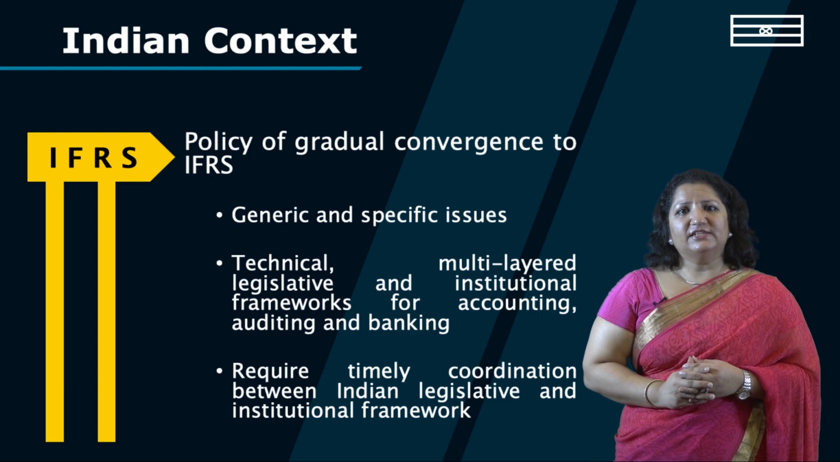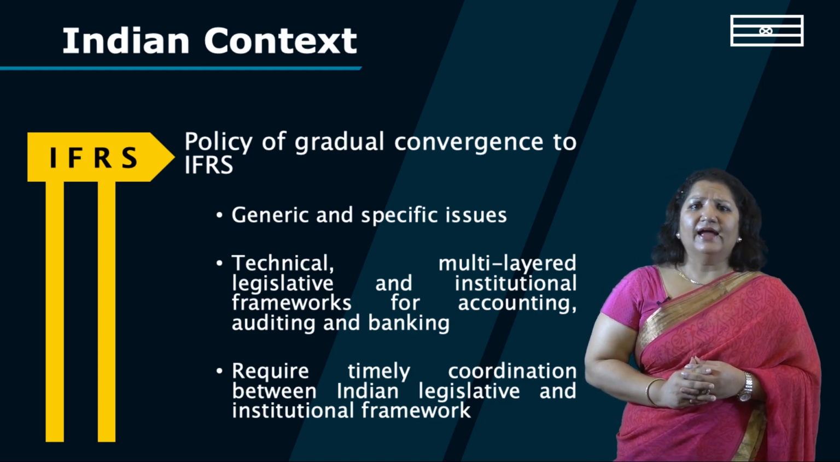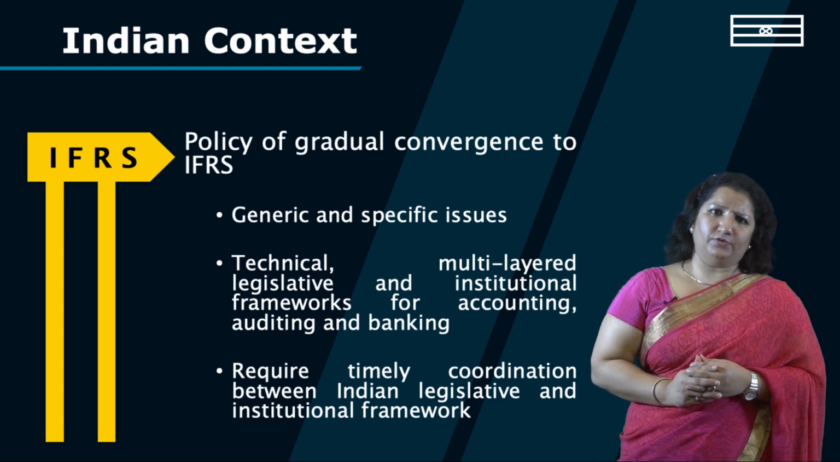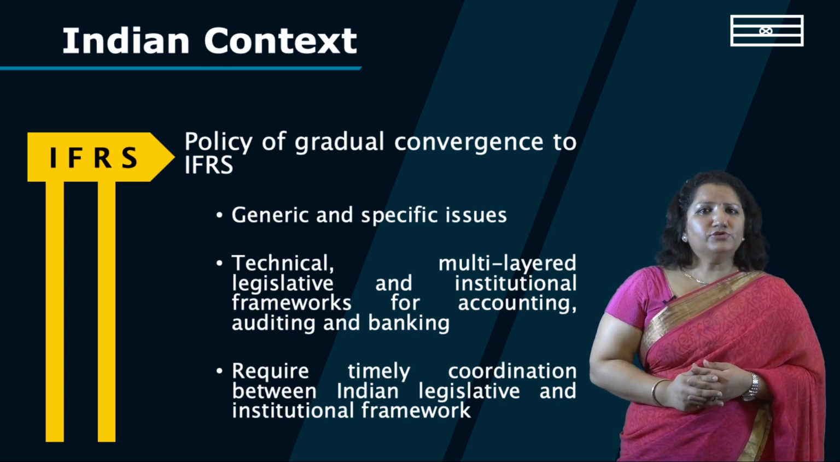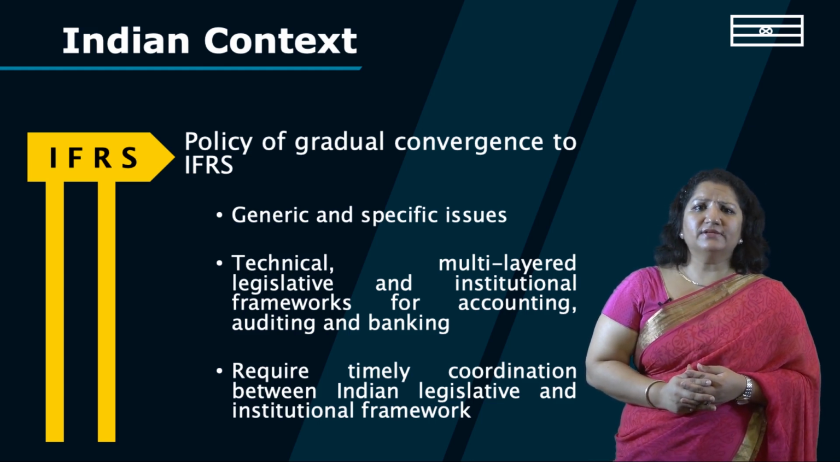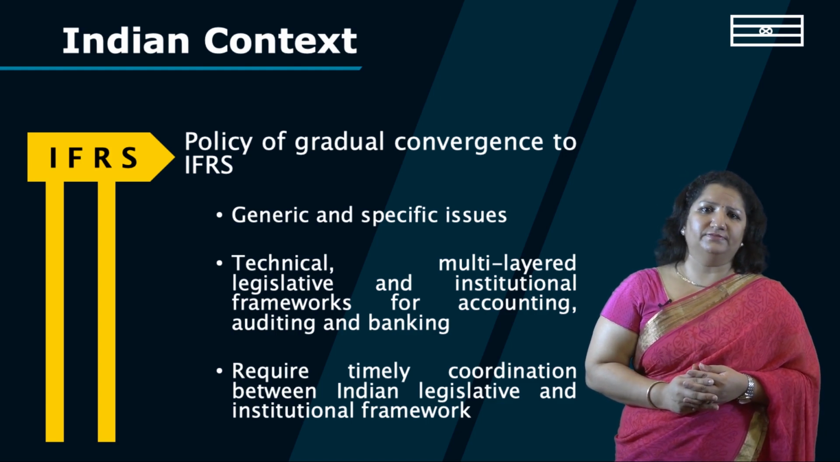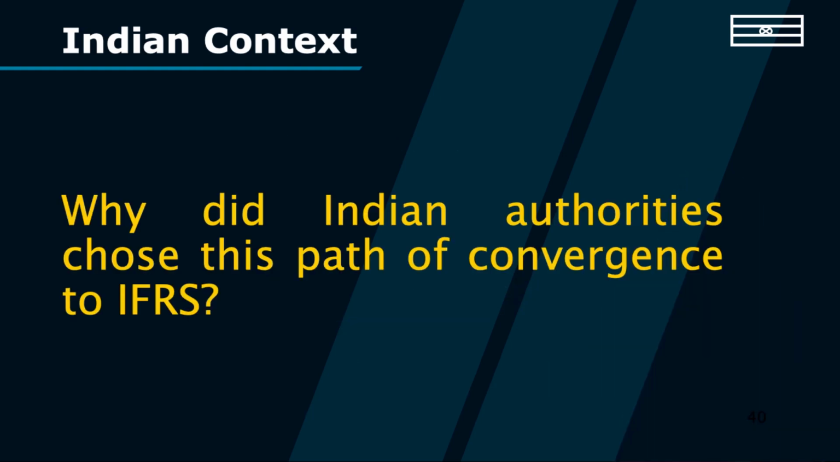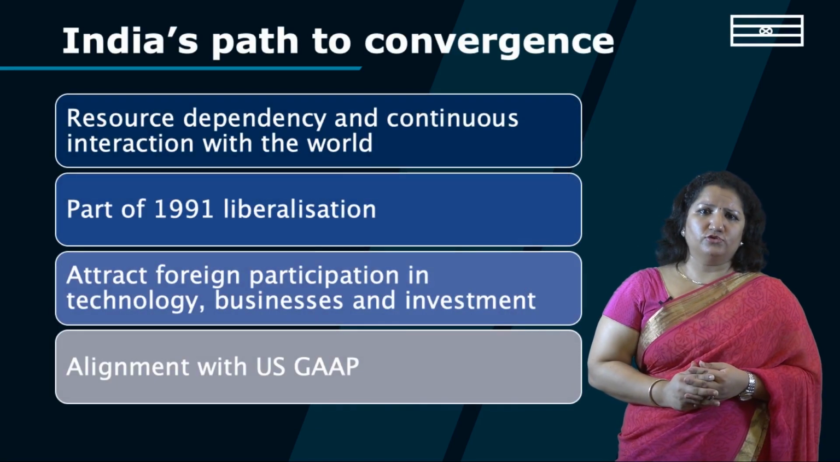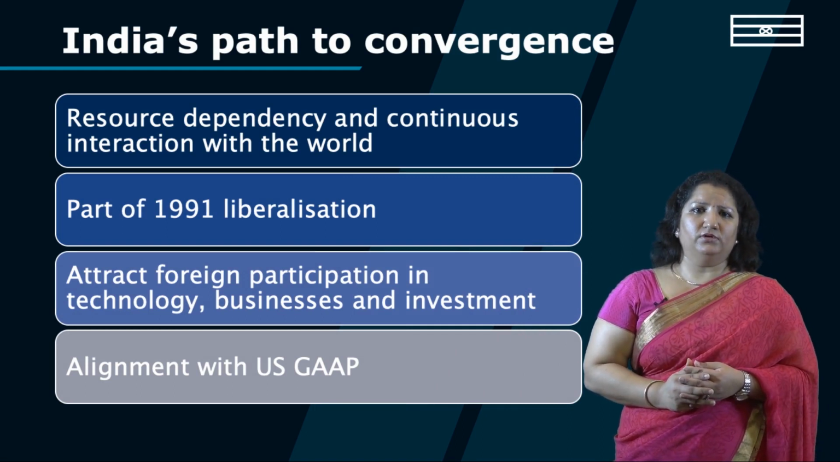Technical, multi-layered legislative and institutional frameworks for accounting, auditing, and banking represent one such problem. The solutions to these issues require timely coordination between various aspects of the Indian legislative and institutional framework. Why do you think Indian authorities chose this path of convergence to IFRS? The answer lies in resource dependency and continuous interaction with the outside world.